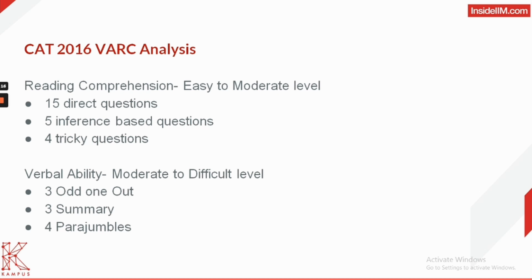a very easy to moderate level as there were 15 direct questions which were asked directly from the passages, which did not require any special inferences and would have been doable by just reading the passages carefully. 5 questions were inference based, while 4 questions could be considered tricky. The VA section was of a moderate to difficult level, hence you are expected to not neglect this part while preparing for the VARC section.